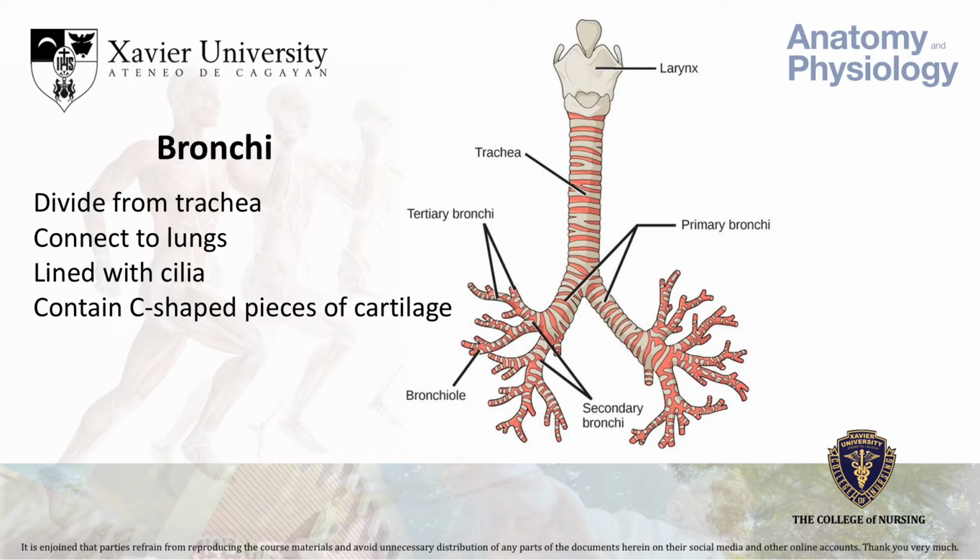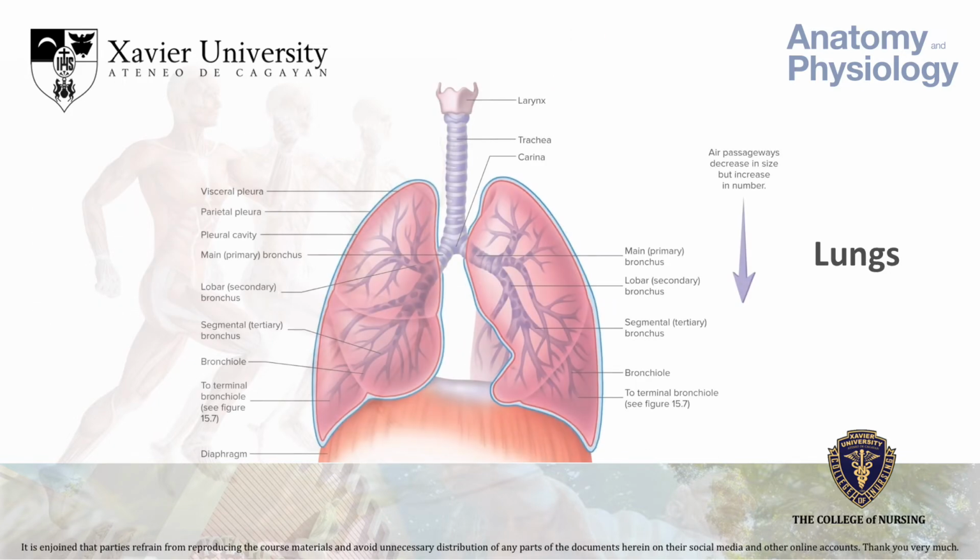The main bronchi extend from the trachea to the lungs. Like the trachea, the main bronchi are lined with pseudostratified ciliated columnar epithelium and are supported by C-shaped pieces of cartilage. Now let's proceed to the lungs. The lungs are the principal organs of respiration. Each lung is cone-shaped with its base resting on the diaphragm and its apex extending superiorly to a point about 2.5 cm above the clavicle.